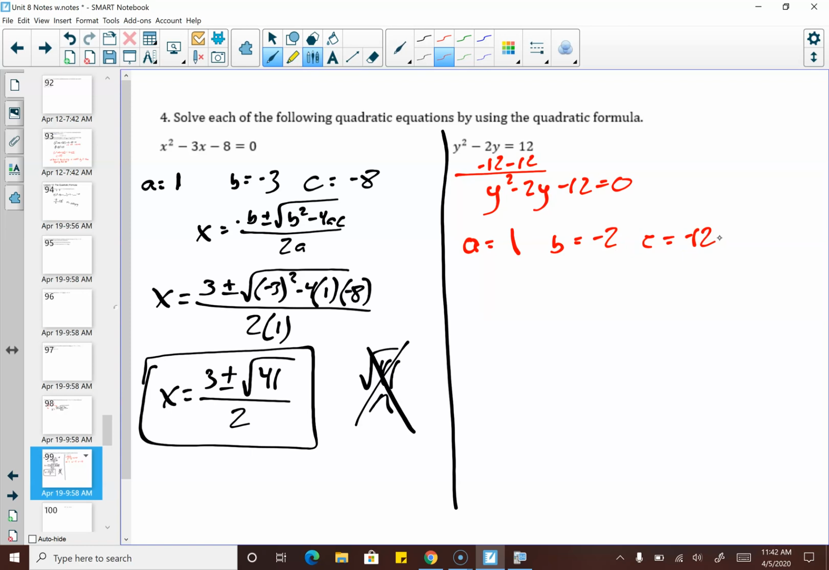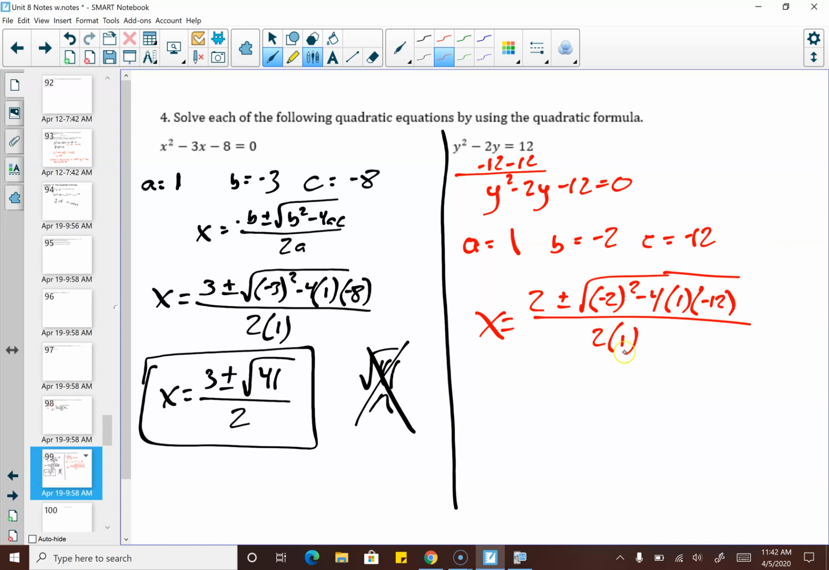Now, there's a chance that this could have been factorable. You never know. But we won't find that out till the very end if we're going to use the quadratic formula. So the formula is over here on the left, so I'm not going to write it again. So the first part says negative b, which remember means the opposite sign of b. So if b was negative 2, negative b is positive 2. Plus or minus, big square root, b squared, so negative 2 squared, minus 4 times 1 times negative 12. And then all over 2 times a, which is 2 times 1.